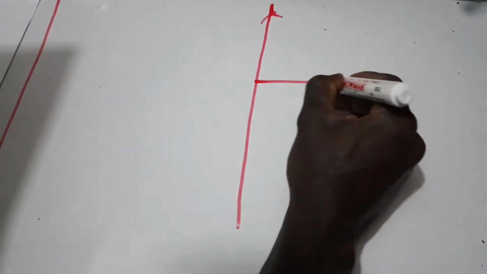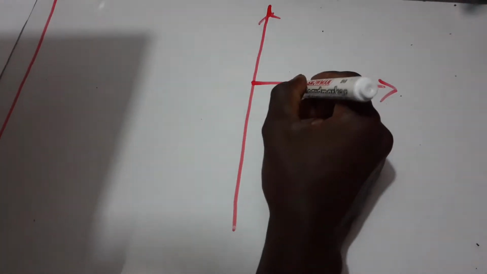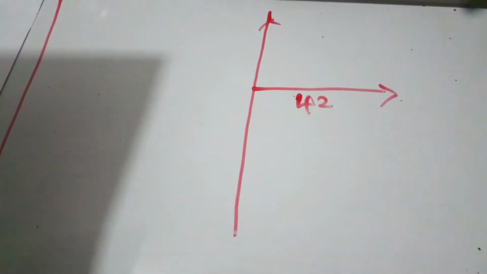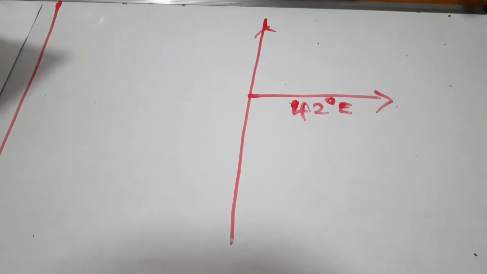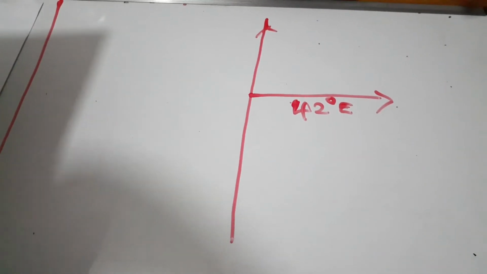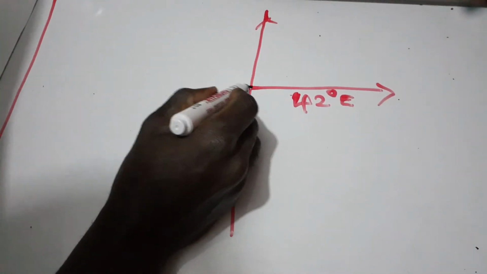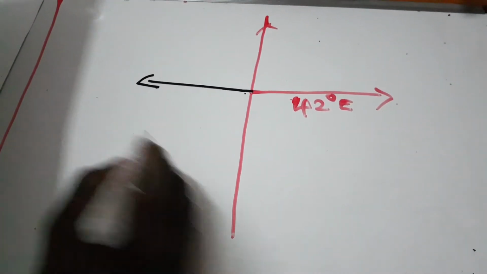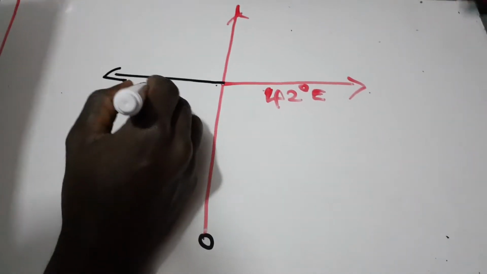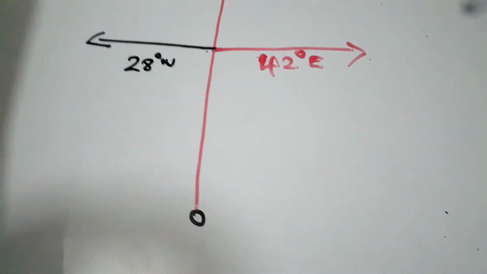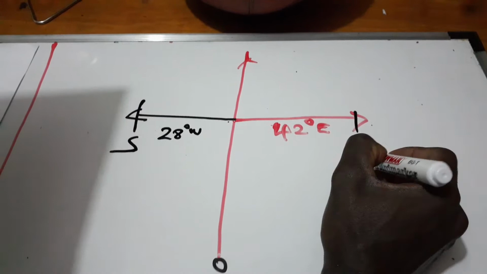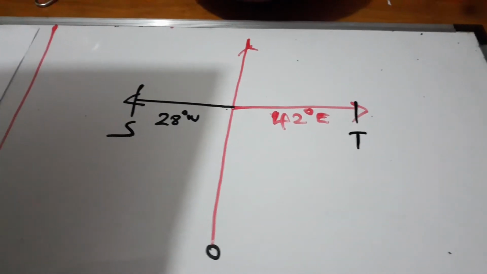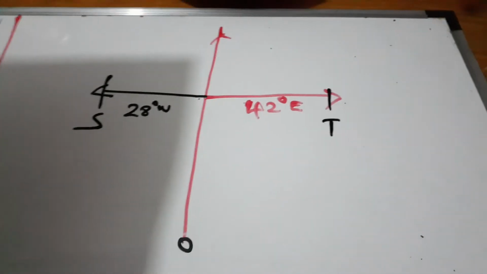This is our Greenwich meridian, and then from here to that point it's 42 degrees east of the Greenwich meridian, and then we have the other one, on the west of the Greenwich meridian. This is our zero, it's 28 degrees to the west. So this marks our S, this marks our T. The question is which town experienced daylight early and by how long?